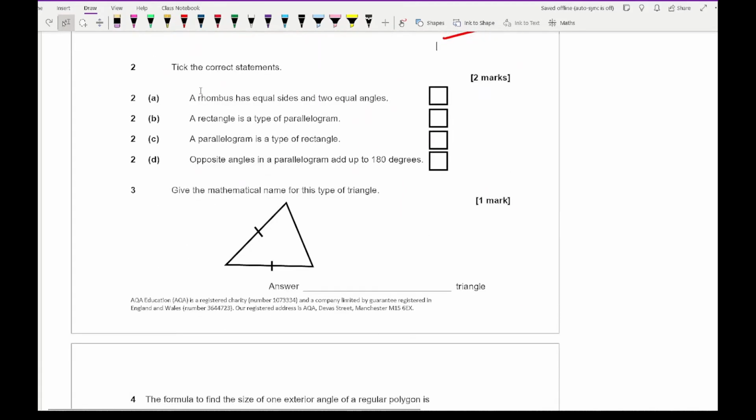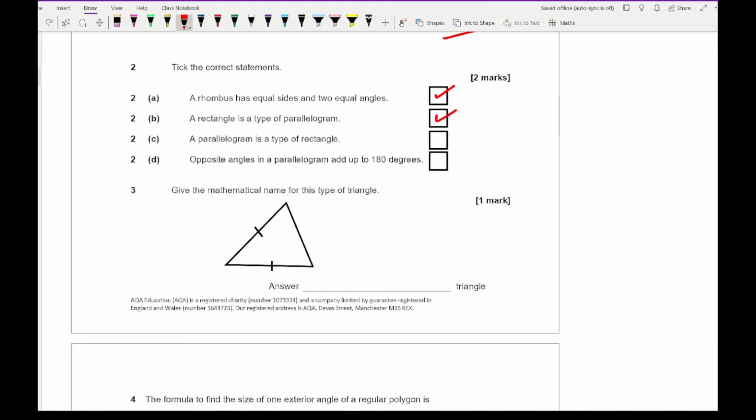Now the next one then says tick the correct statement. So the ones we need to tick here, it says that a rhombus has equal sides and 2 equal angles. That is going to be true. It then says that a rectangle is a type of parallelogram, and that is true. And it then says a parallelogram is a type of rectangle. Now that there is incorrect.